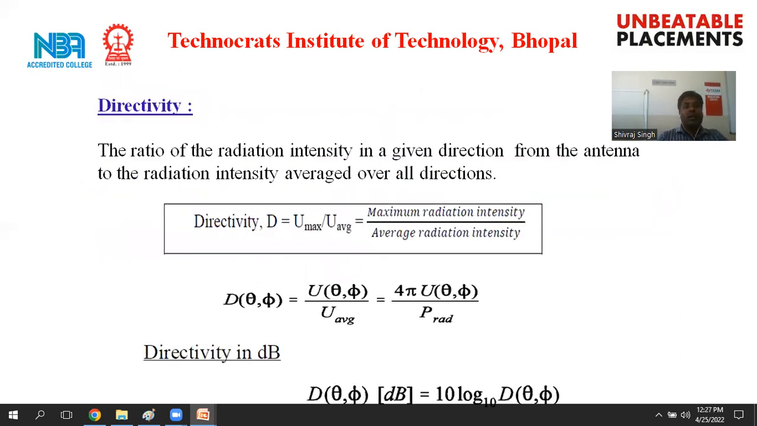Next is the directivity. It is the ratio of the radiation intensity in a given direction from an antenna to the radiation intensity averaged over all directions. That means it is the ratio of maximum radiation intensity to average radiation intensity. Mathematically, directivity is given by 4 pi times the radiation intensity over the total radiated power.